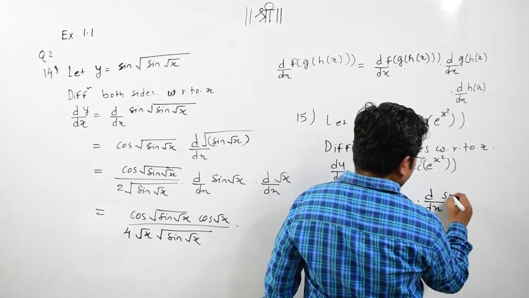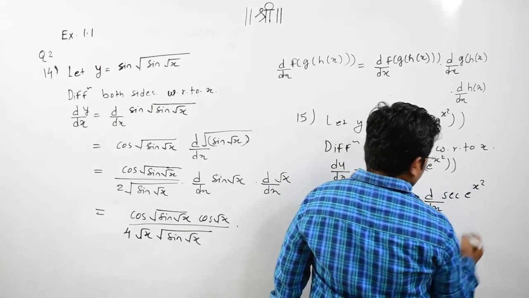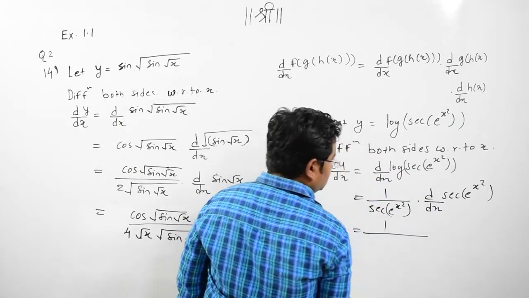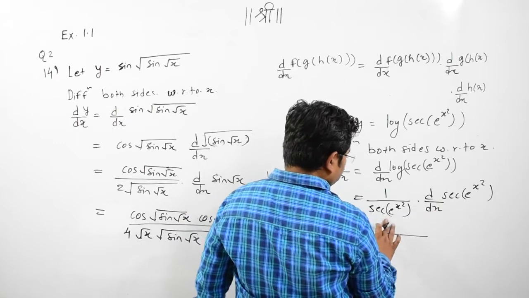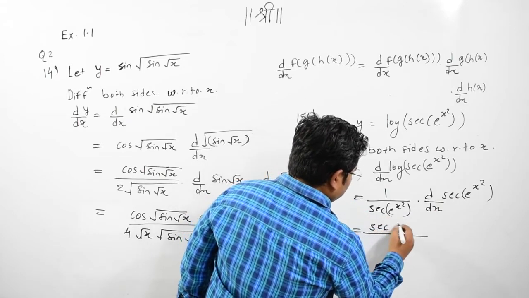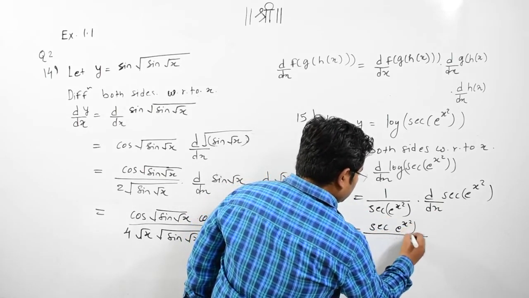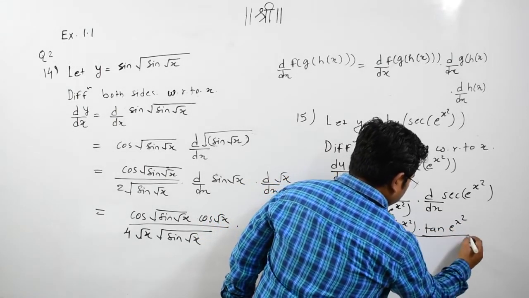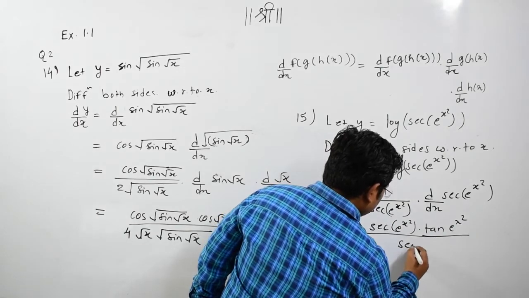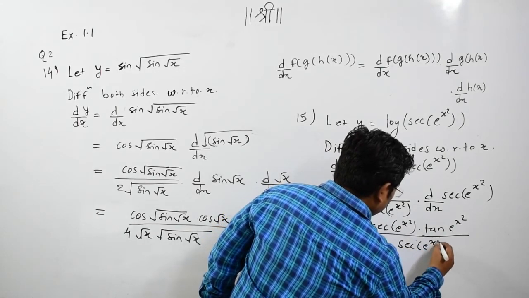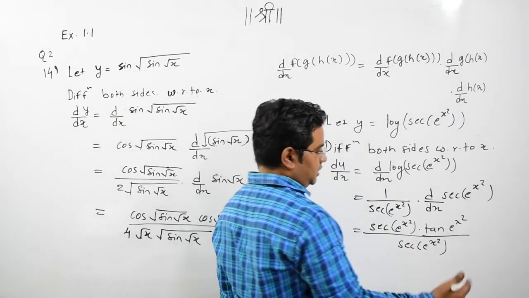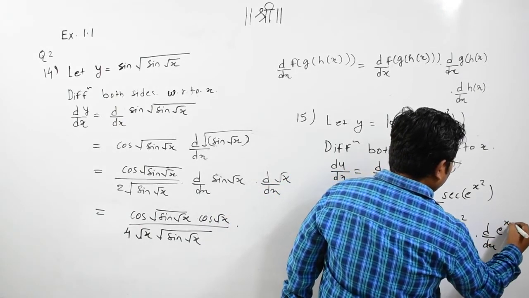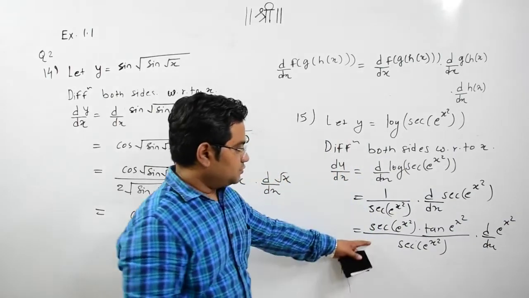So d/dx of sec(e^(x²)). Again differentiating this, what is the derivative? This is nothing but sec(e^(x²)) tan(e^(x²)) divided by sec(e^(x²)), dot d/dx of e^(x²). Hope up to this point is clear.